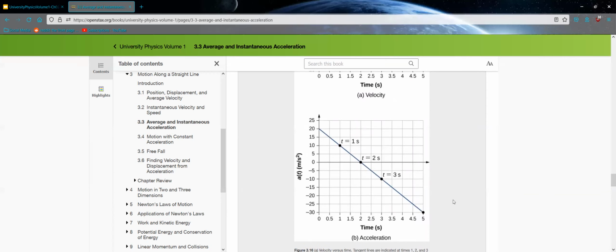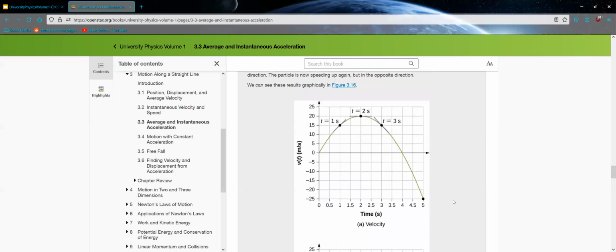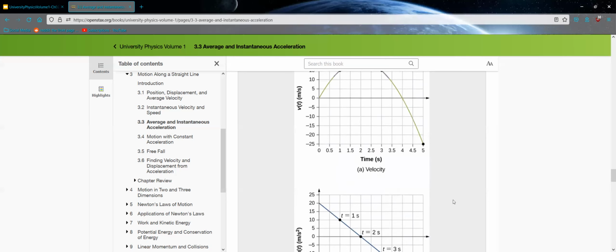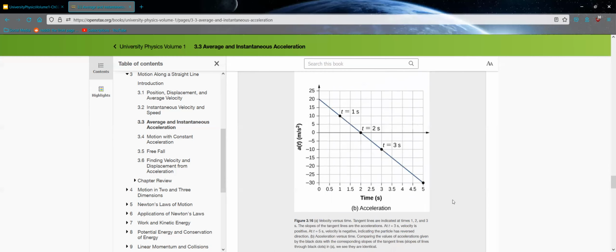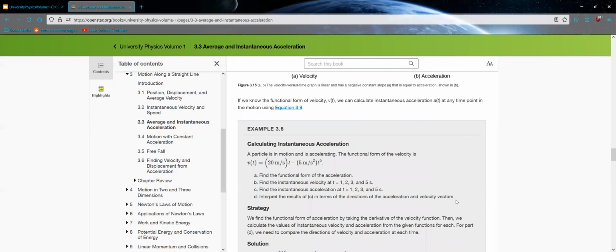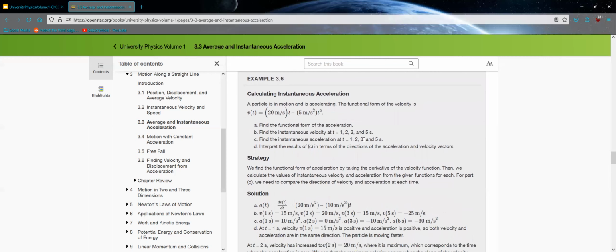Acceleration is, of course, a straight line because velocity is the derivative of the acceleration. Cool. And the acceleration is constant because, well, that's what the equation says. The acceleration is constant, right? Negative 5 meters per second squared.